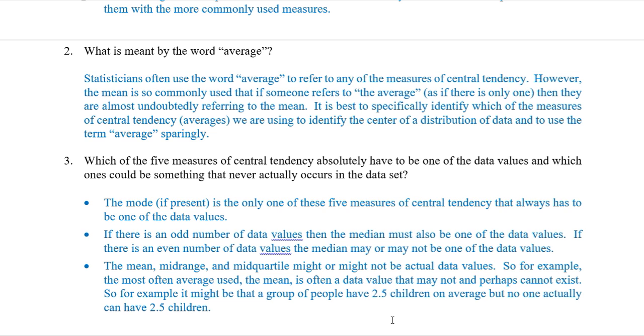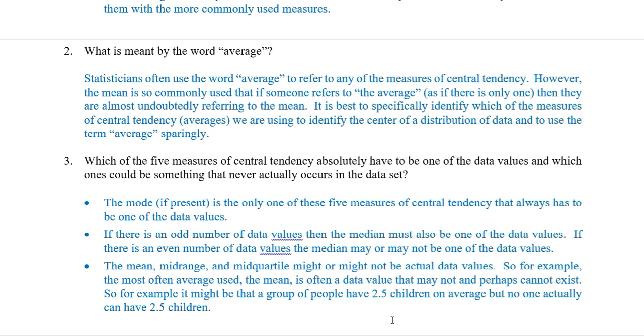Some people will also define there to be 2 modes if there's a tie for the most often occurring. But basically, if there's not 1 or maybe 2 values that occur more often than any other, we say the mode doesn't even exist. So there might not even be a mode. But the mode, if present, is the only one that has to be one of the data values, because it's always an actual data value that occurs more often than anything else.